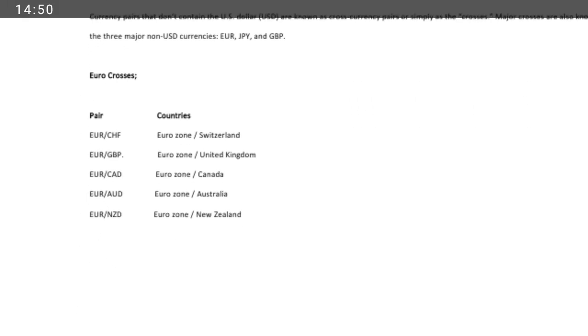Now, the first one is Euro Swiss franc. That's Eurozone and Switzerland. The second one is Euro, Great Britain pound. That's Eurozone and United Kingdom. Euro Canadian dollar, that's Eurozone, Canada. You can see that none of them includes the US dollar. That's why they are called minor pairs.